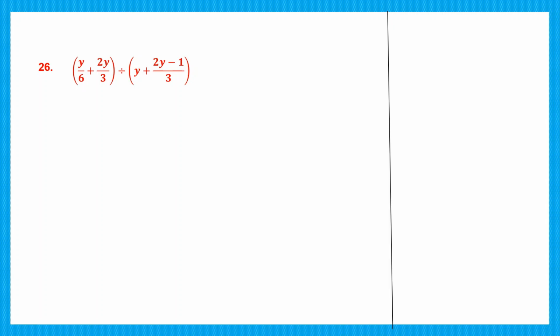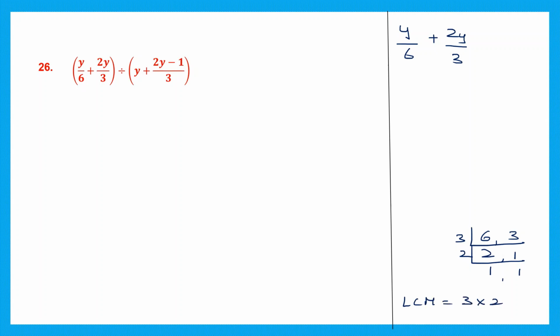Question 26. So brackets again. So let's work out what's within brackets and then do the division. So the first one will be y by 6 plus 2y by 3. So find the LCM of 6 and 3. So that is going to be 3 2s are 6 and 1. Then multiply it by 2. This time we are dividing. 2 1s are 2 and 1. So LCM will be 3 into 2, which is 6.